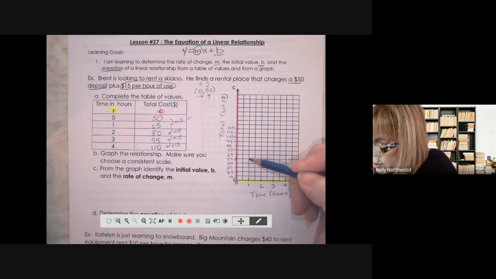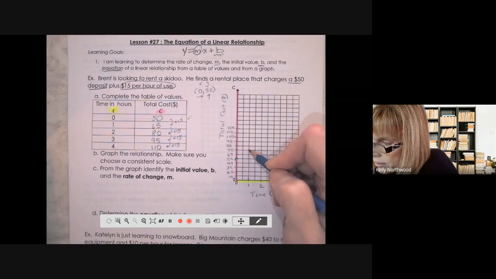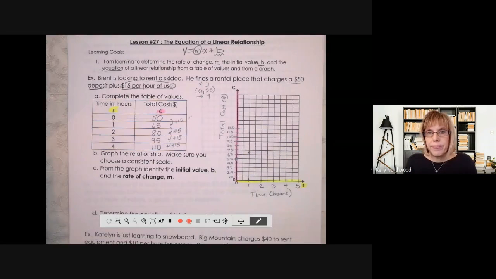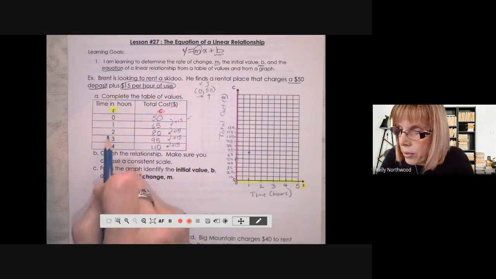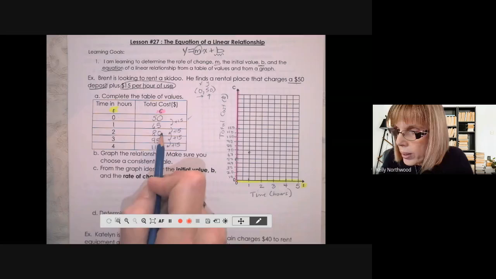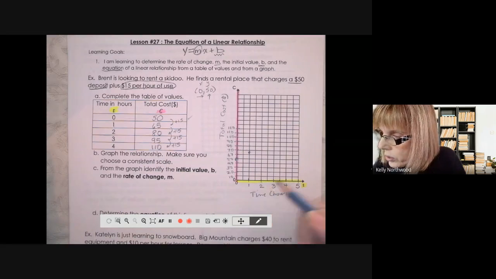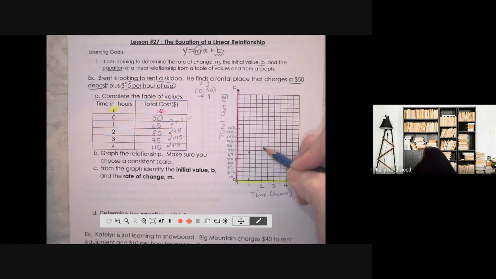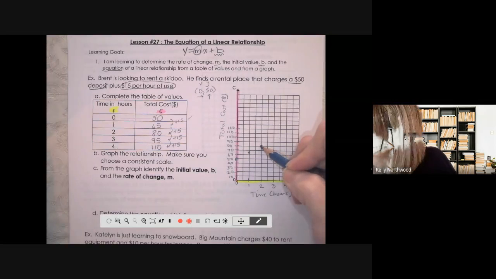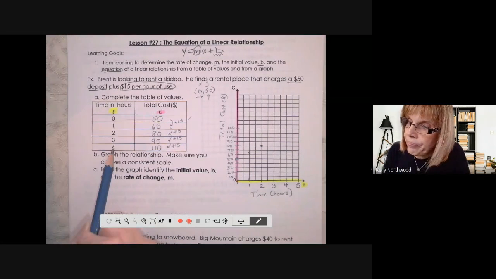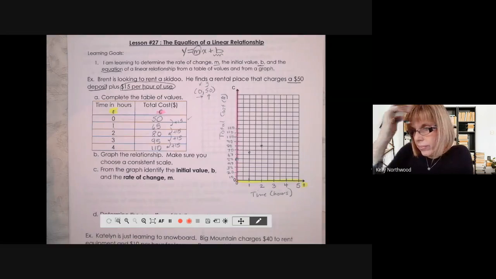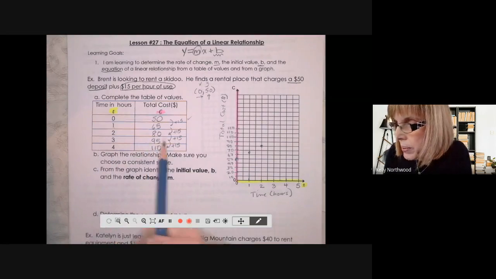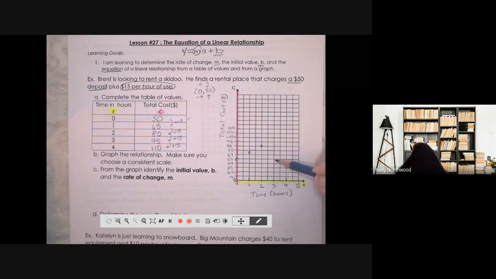So if this is 70 and this is 60, then 65 is going to be halfway into that square, like that. And then our third row is going to represent 2 and 80. So over to 2 for time, and then up to 80. And the next row is going to represent 3 and 95, which is halfway again.